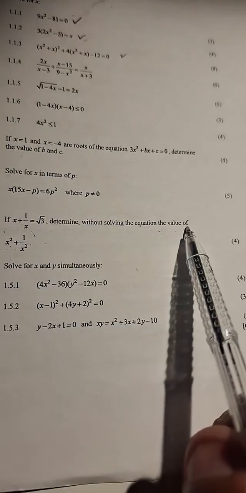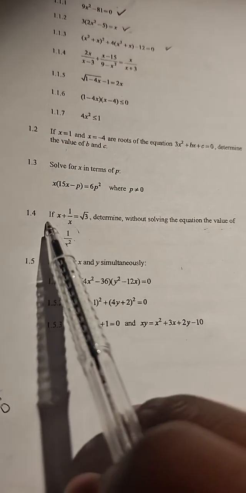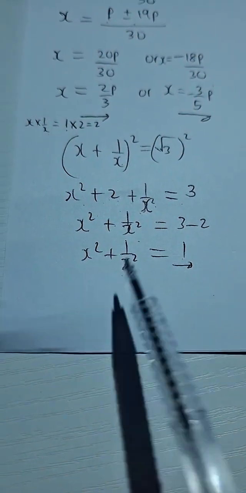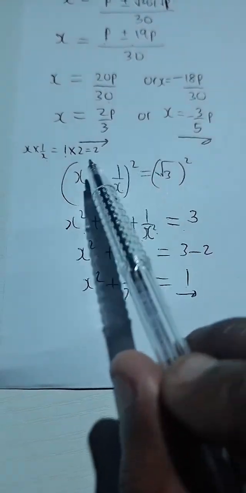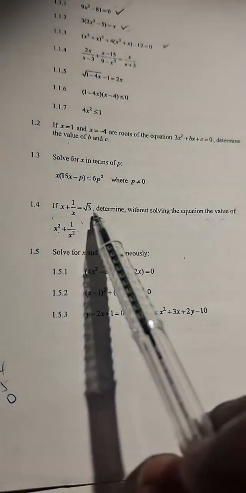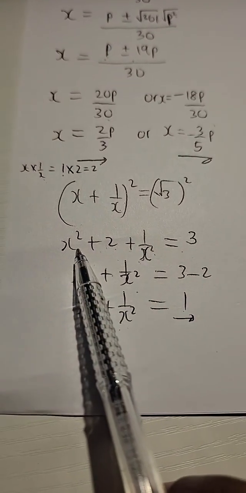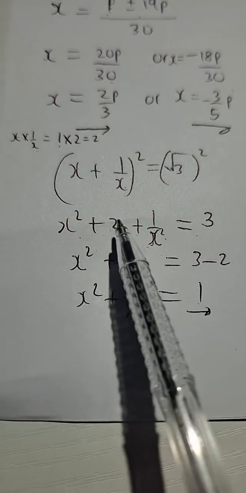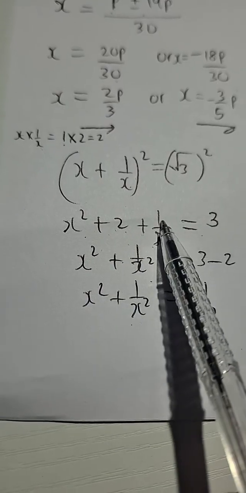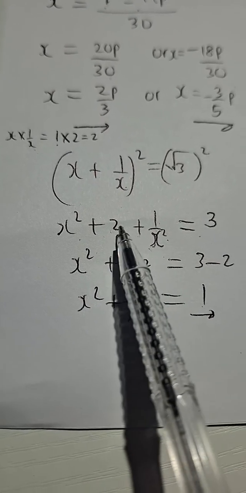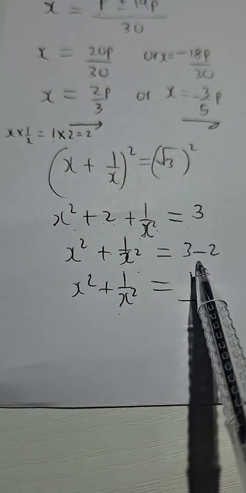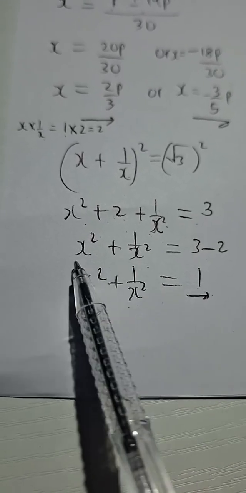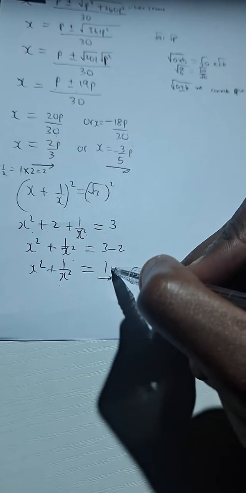Determine, without solving the equation, the value of this. So you want to know what this expression is actually equal to. What is the value of this expression? Okay, so by squaring both sides of this equation, you were able to get an expression on the left that has x squared plus 2 plus 1 over x squared. You then isolated x squared plus 1 over x squared. Then you transposed the 2 to get 3 minus 2, which is 1. So that means the value of x squared plus 1 over x squared is actually 1.